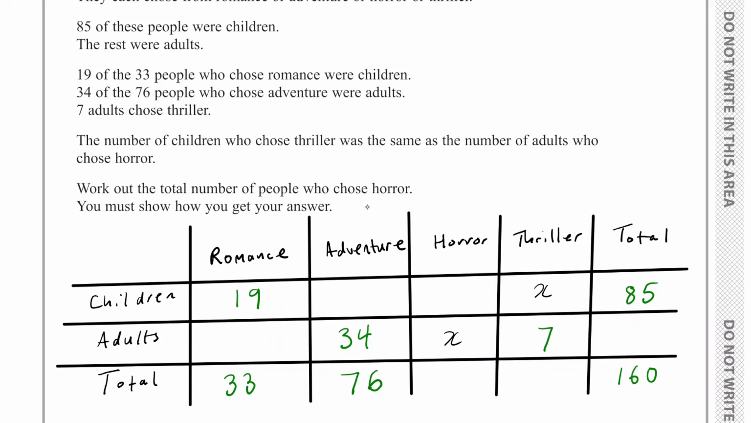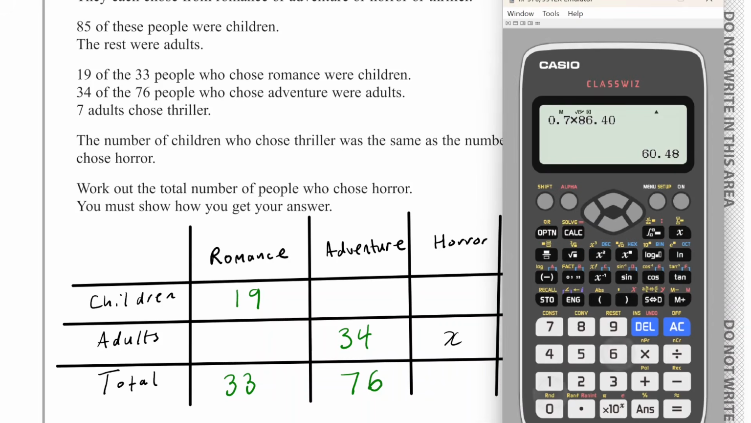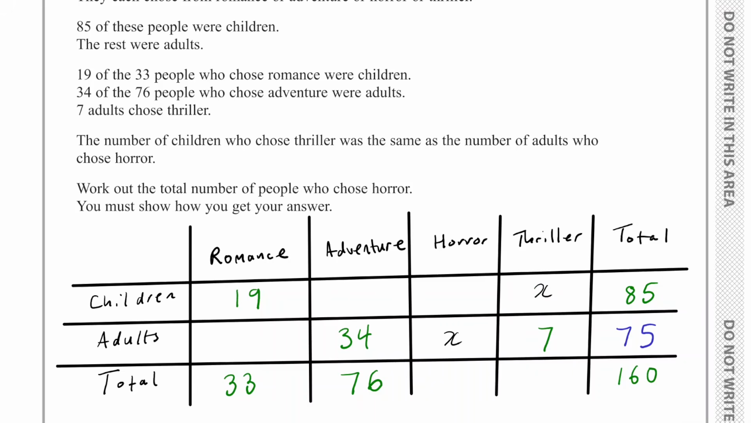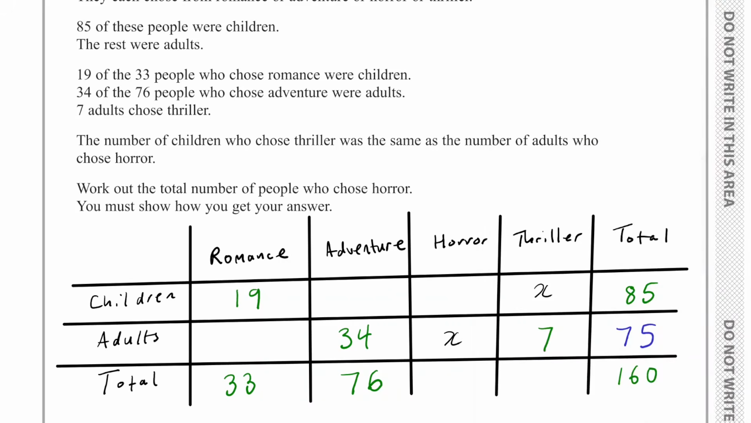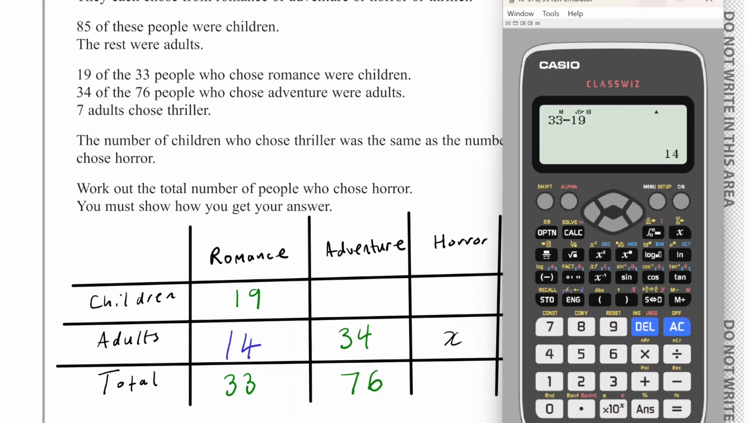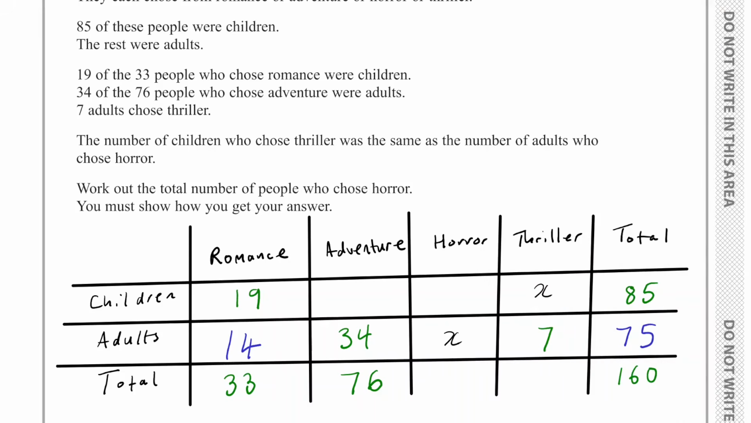So now we can just fill in the blanks. To work out the number of adults, 160 take away 85. 160 take away 85 is 75. Then 33 take away 19 will tell us the number of adults that chose romance. That's 14. Then 76 take away 34. That's children who chose adventure, 42.